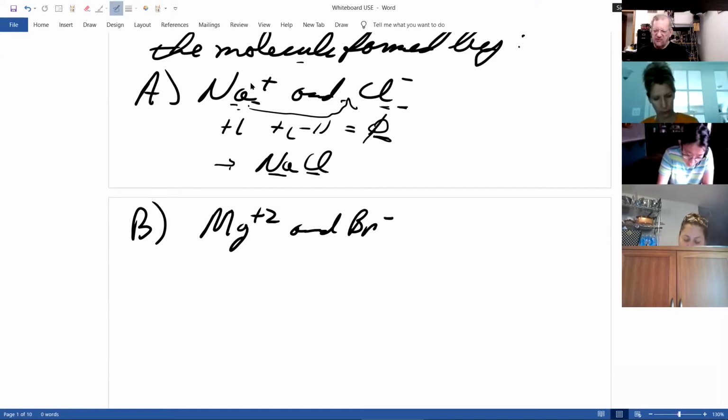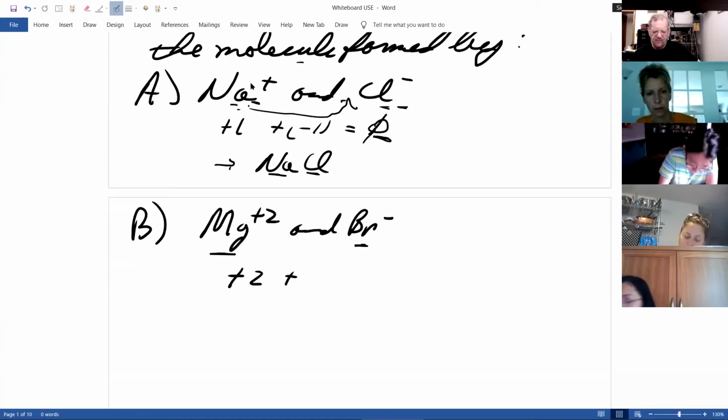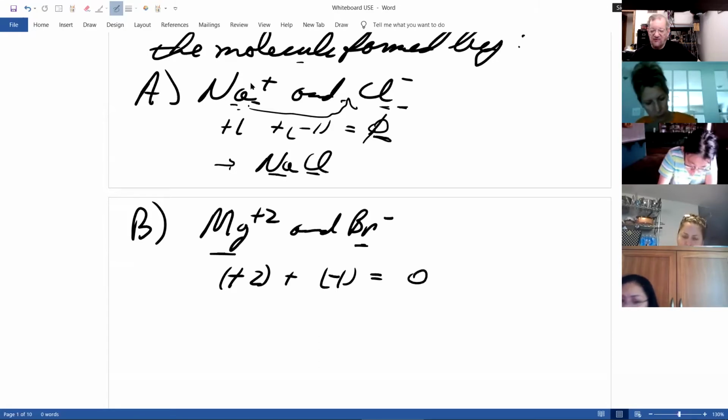Now, if we look at this one, I'm going to do this one, then I'm going to let you have some fun. What molecules form from magnesium +2 and bromine -1? Well, this is a +2. This is a -1. It has to add up to 0.